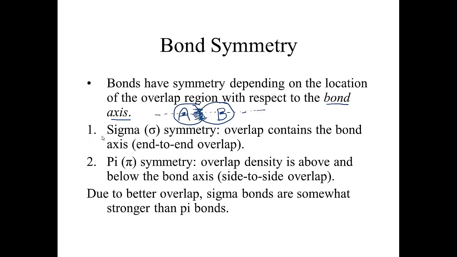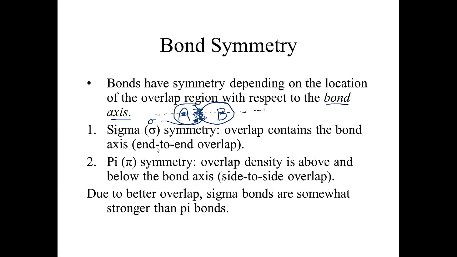The first kind of symmetry is called sigma symmetry, and this little letter here looks like kind of an O with a long flag on one end. That's the lowercase Greek letter sigma. So this is called a sigma bond, and this is when the overlap contains the bond axis. In other words, where the overlap is on the bond axis. The picture that I've drawn up here has the overlap shish kebabbed by that bond axis, and we would call this a sigma bond.